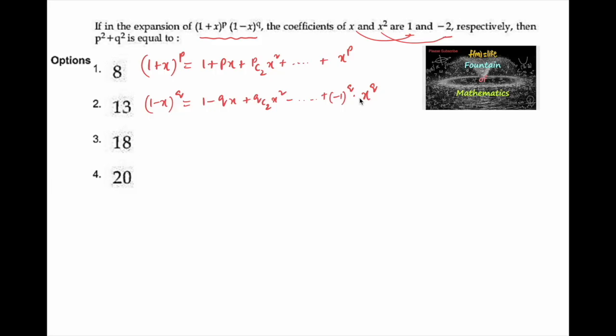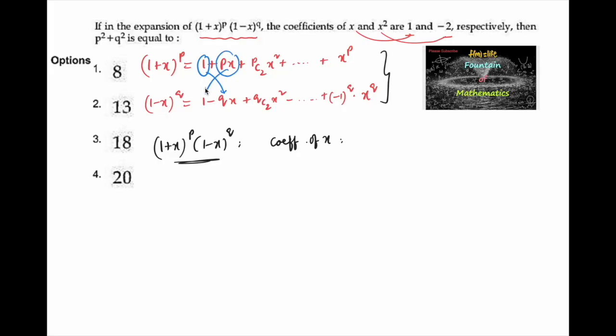And clearly we can say that to get the coefficient of x from the product (1 plus x) whole power p into (1 minus x) whole power q, we need to multiply the constant with the x term, or multiply the x with the constant term, so that we can get 1 into negative q is minus q and p into plus 1 is plus p, and which is given as coefficient is 1, that is p minus q is equal to 1, or we can write q is equal to p minus 1.